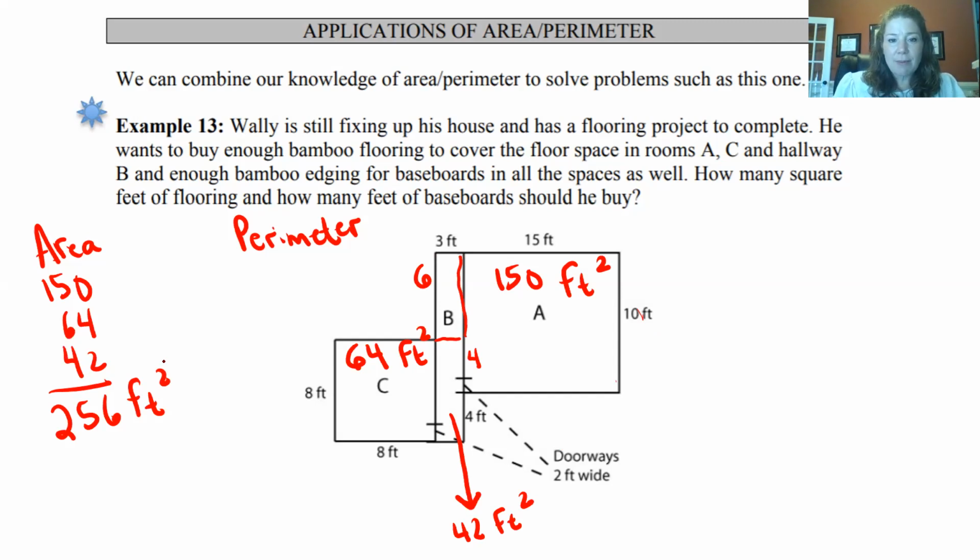All right, so now we're going to talk about perimeter. So we want baseboards around all the walls, right? So let me get rid of some of this stuff.